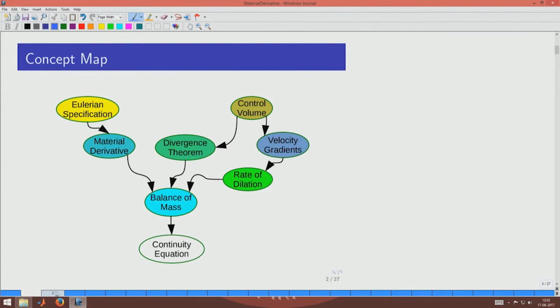So, we will have what is called Eulerian specification that will be mentioned, and then the material derivative concept will be introduced. We will also need to introduce the concept of control volume, the convention used for the phases of the control volume, and then how the velocity gradients will change the control volume, and to define the rate of dilation based on that. We will also have divergence theorem that will be useful for us, and we will put all these things together into the balance of mass, and then we will get the continuity equation.